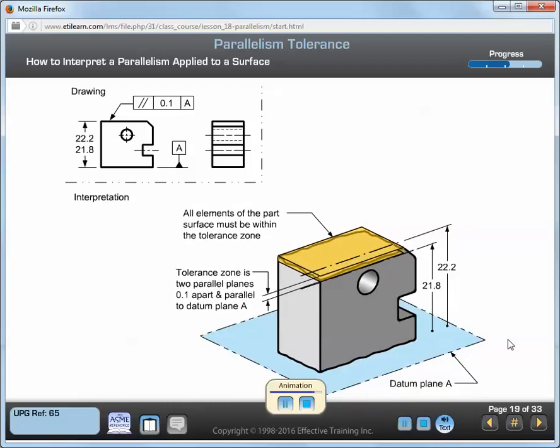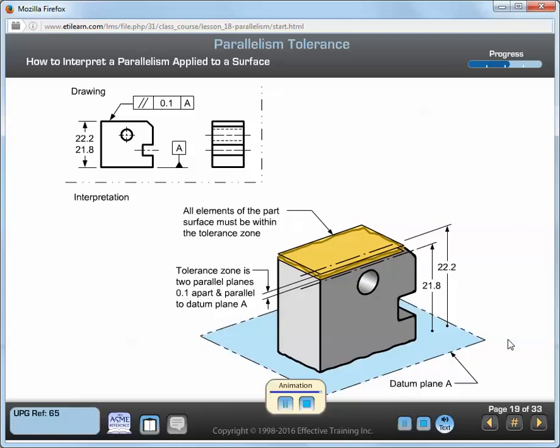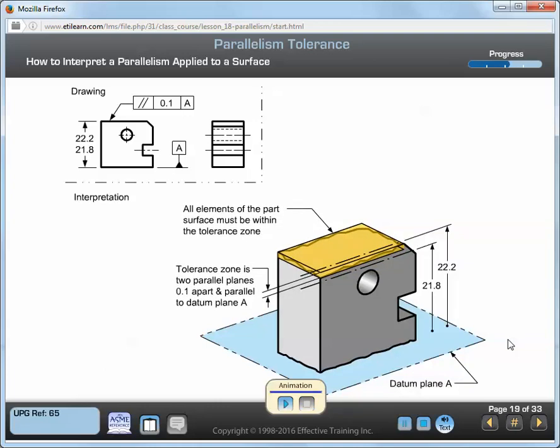The tolerance zone is the space between two parallel planes. The tolerance zone is parallel to the primary datum plane. The parallelism tolerance defines the distance between the two planes. Since all points of the toleranced surface must be within the tolerance zone, the parallelism tolerance also limits the flatness of the surface.